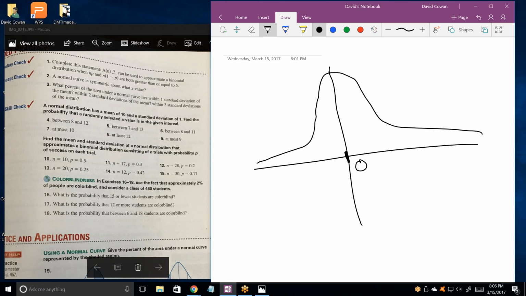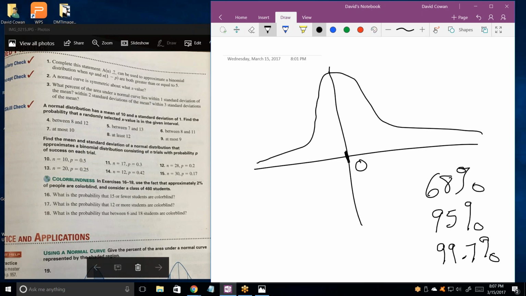Okay, number 3. What percent of the area under a normal curve lies within 1 standard deviation, within 2 standard deviations, and within 3 standard deviations? For one deviation, it's 68%. Two is 95%, and 3 is 99.7%.